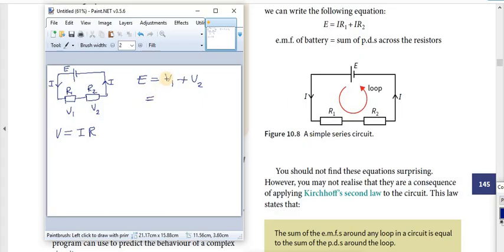Therefore, V1 equals I times R1. Now the same current flows through this resistor, so V2 we can write as I times R2. This is what we call Kirchhoff's second law in this example. So that's how they get this equation here.